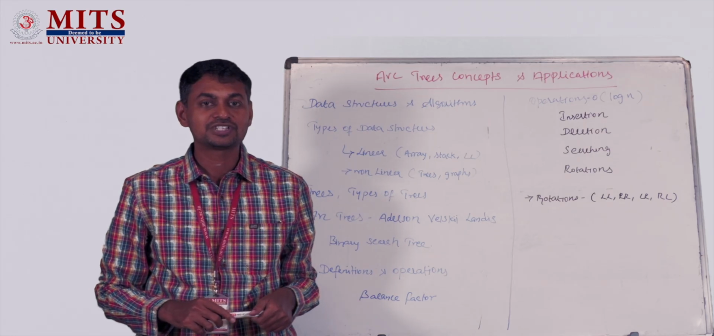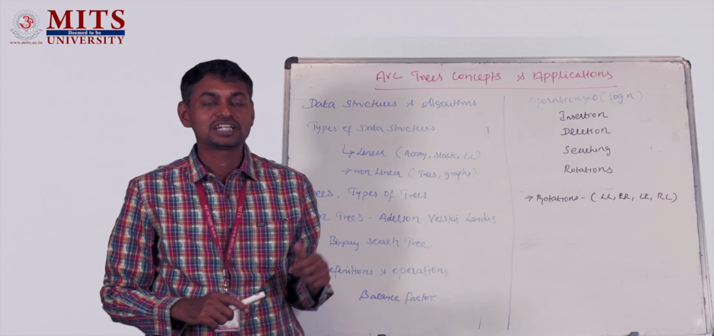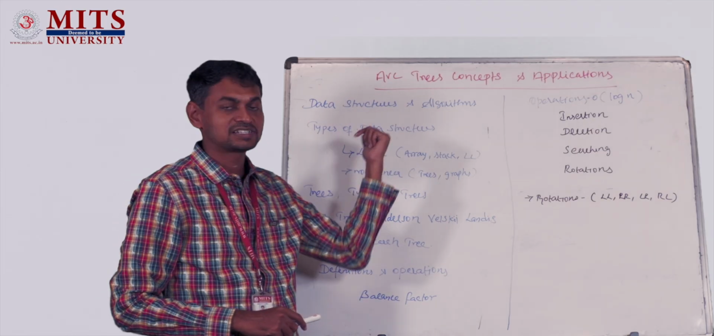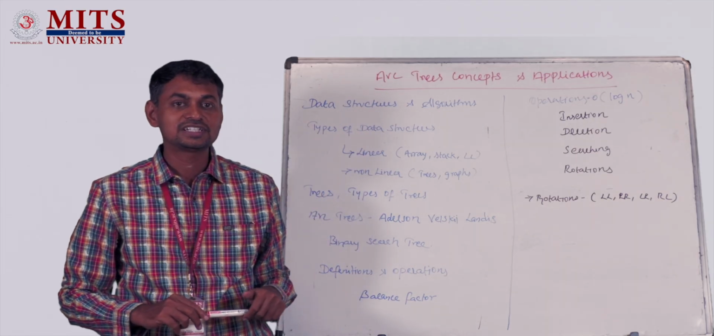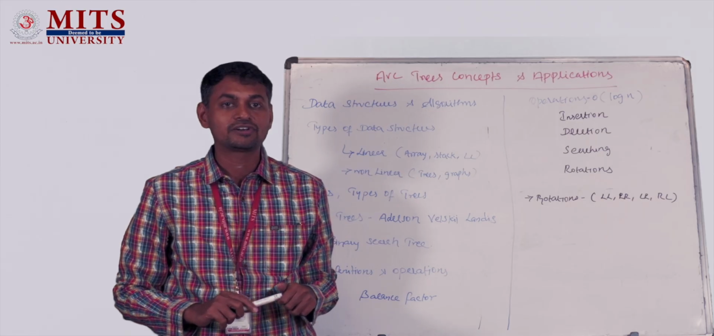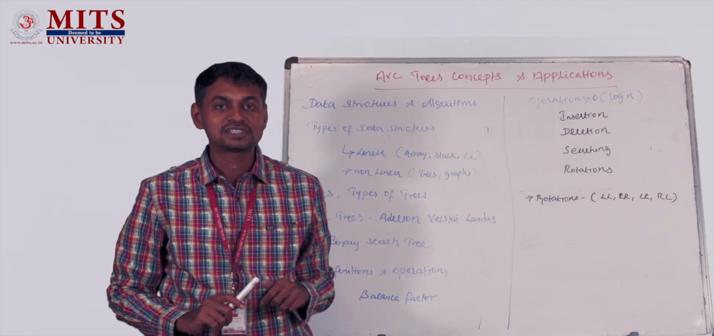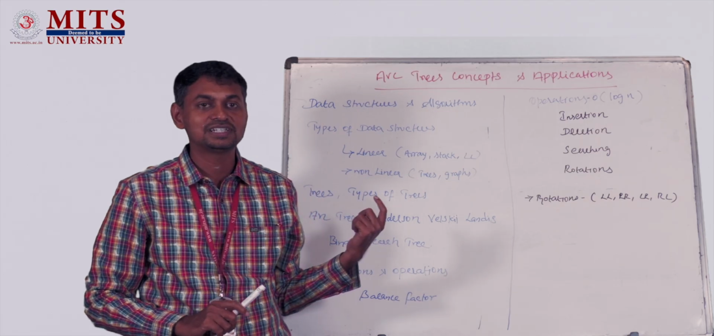Today, we are going to check a topic about AVL trees, concepts and applications. It comes under the category of data structures and algorithms. First, we will check what data structures are. A data structure is a way of arranging and organizing data. An algorithm is a step-by-step process for performing actions on the data structures.